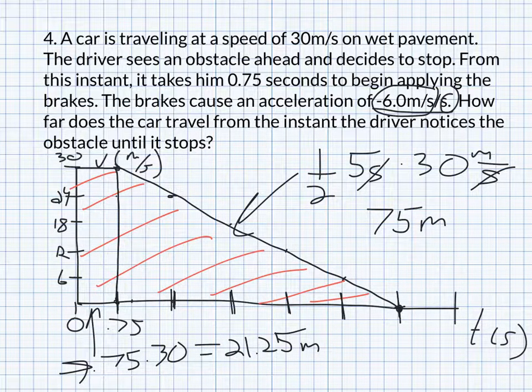So I have 75 meters that I traveled during the triangle section, and I have 21.25 meters, so let's add those together. That's going to be 96.25 meters. All right, that works. So that's my answer. How far did I travel? I traveled 96.25. And again, you can check this with your algebra, see if you get the same answer. You should, unless I made a mistake, which is possible.